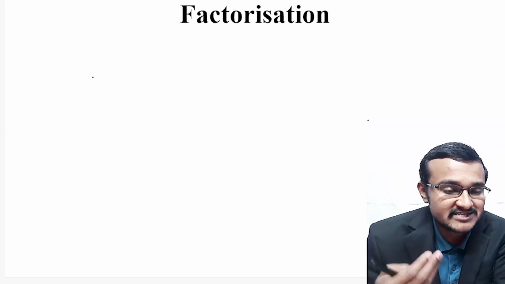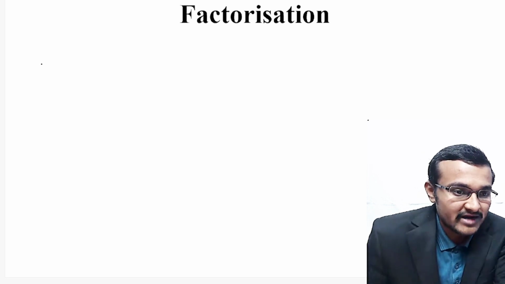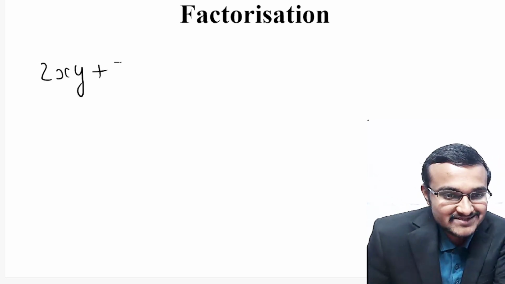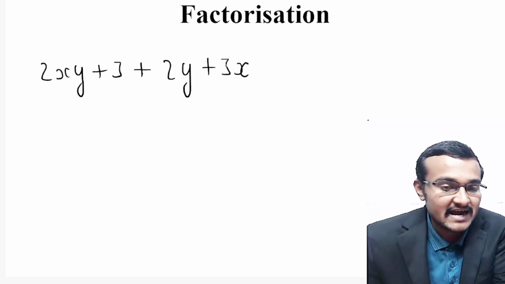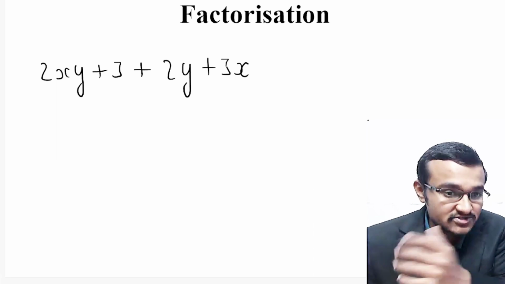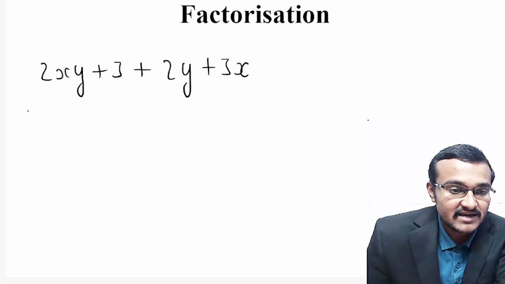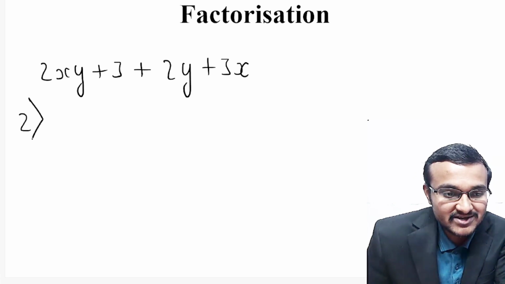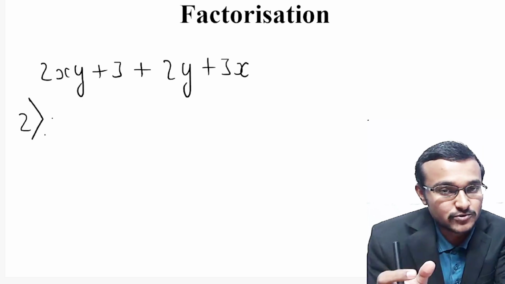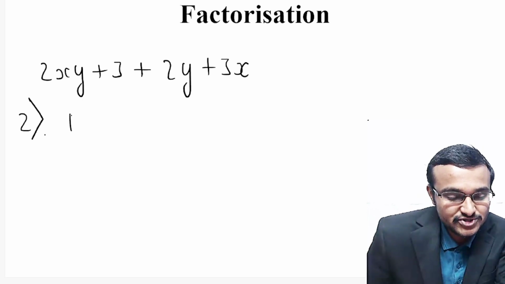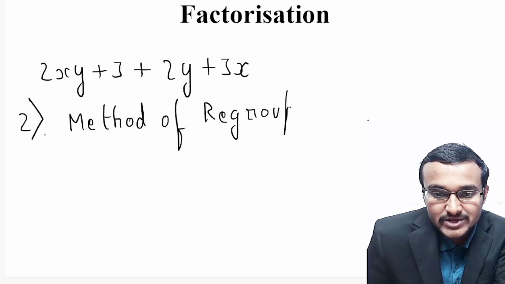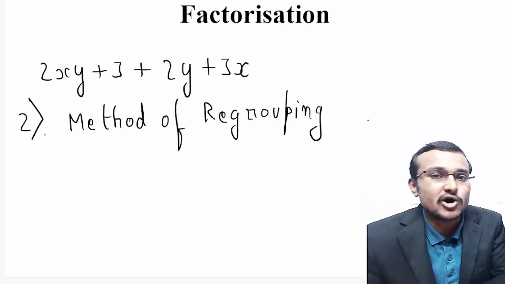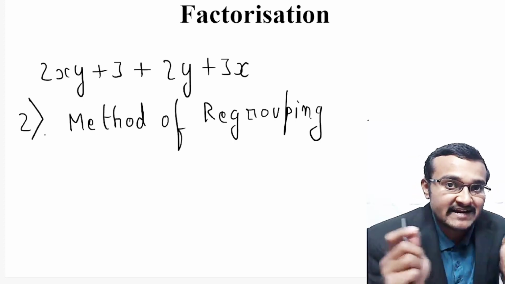If I give you a polynomial which has more terms, one particular example is 2xy plus 3 plus 2y plus 3x. If I ask you to calculate the factors of this algebraic expression, then you should write this expression as common groups. That means here you should use the method of regrouping. So there is one more method which is known as the method of regrouping. That means you should group those terms which have common factors in them.